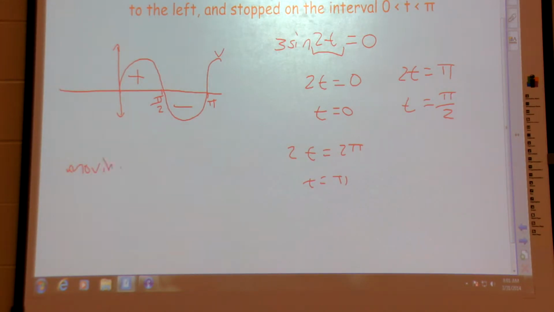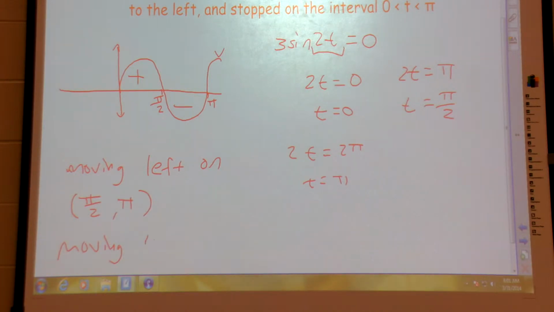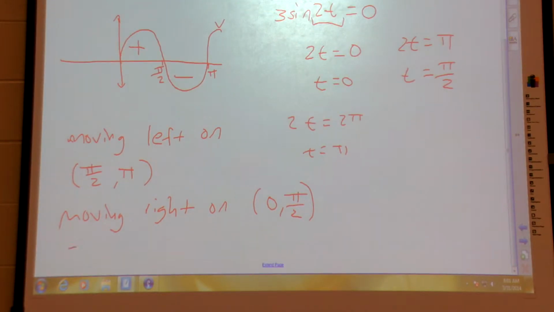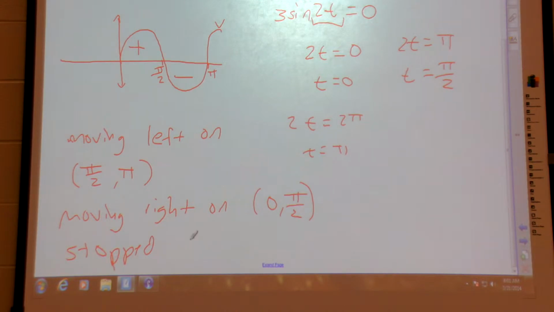Moving left, I'm going to start with left, on what? Pi over 2 to pi. Moving right on 0 to pi over 2, which means it stopped. And yeah, it does sound pretty obvious, but we do need to say it. Stopped at t equals pi over 2.